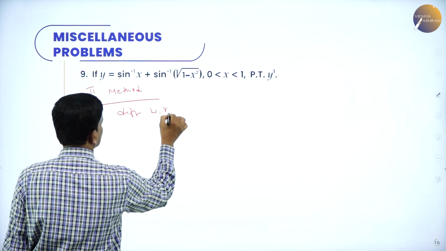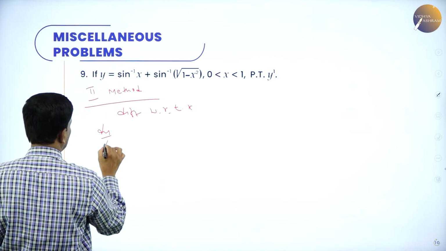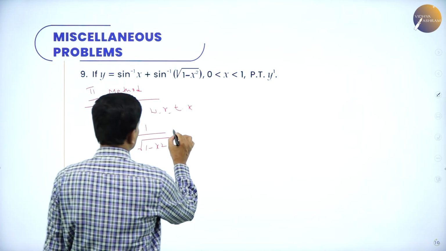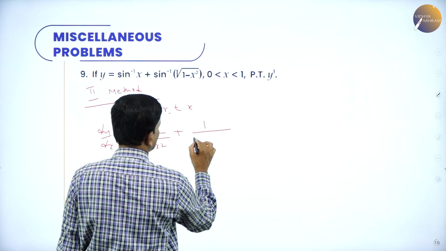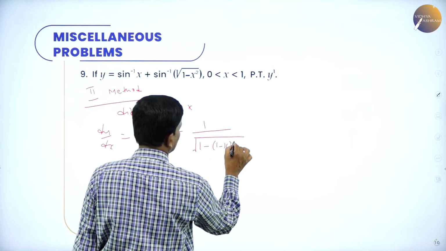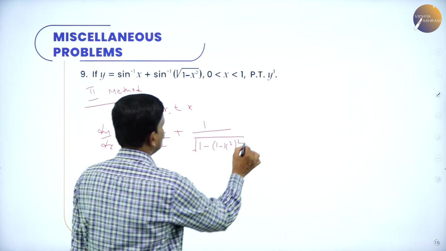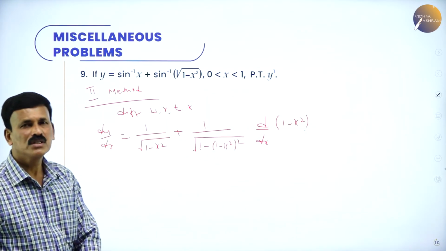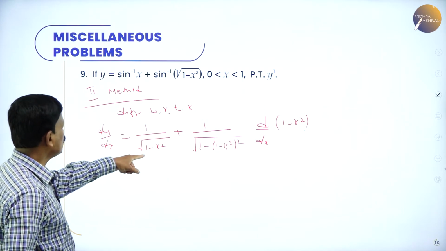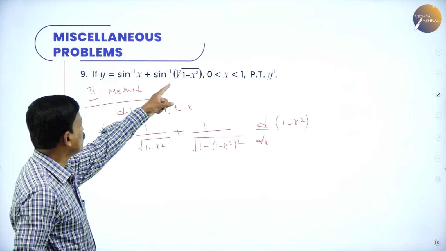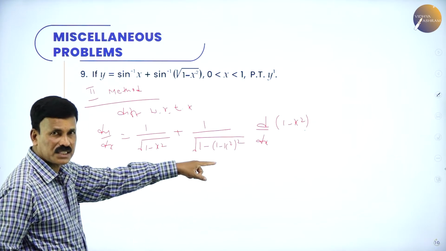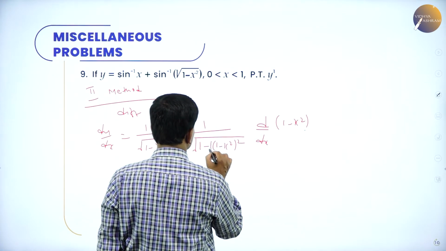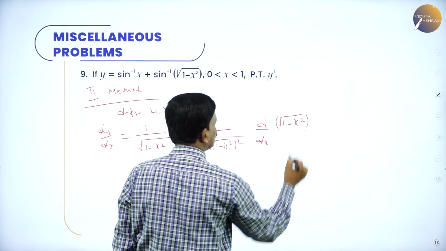Differentiating with respect to x, dy by dx is equal to, differentiation of sine inverse x is 1 by root of 1 minus x square plus, again differentiation of sine inverse x is 1 by root of 1 minus x square. Instead of x square it is 1 minus x square whole square into d by dx of inside function 1 minus x square. Followed? See here, the first differentiation of sine inverse x is 1 by root of 1 minus x square plus differentiation of sine inverse x is again 1 by root of 1 minus x square. Instead of x it is root of 1 minus x square. So this is root of 1 minus x square into d by dx of root of 1 minus x square.